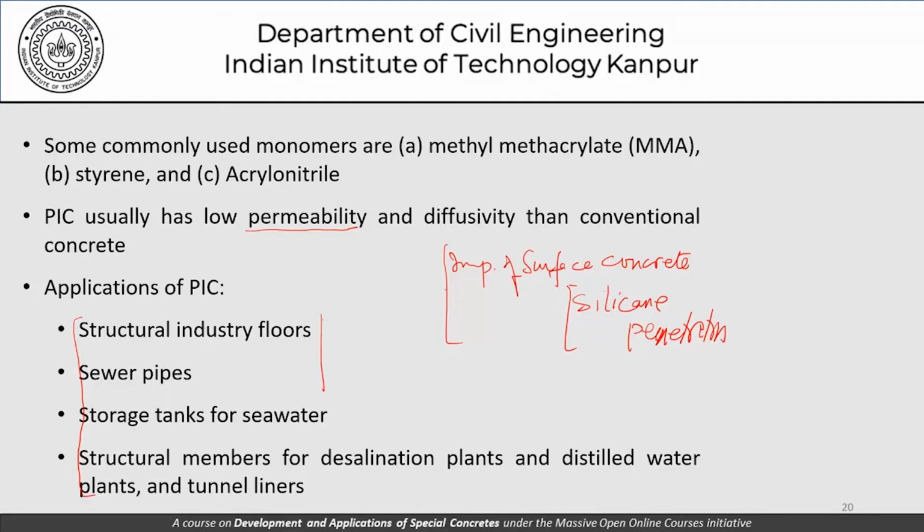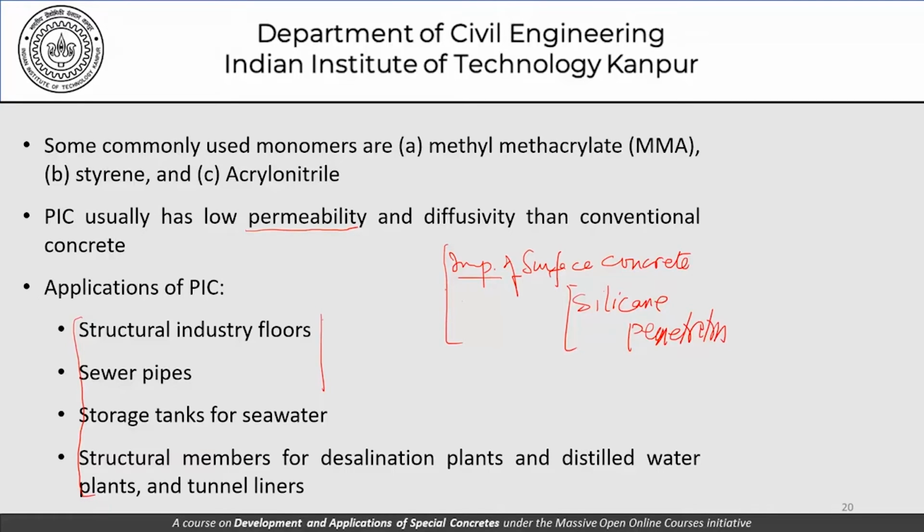So even though we are talking of a low permeability concrete, one must remember that these monomers do not necessarily penetrate throughout the concrete. They may be kind of restricted to the surface, and to that extent this process is very similar to what we will talk about in our discussion of improvement of surface properties of concrete.